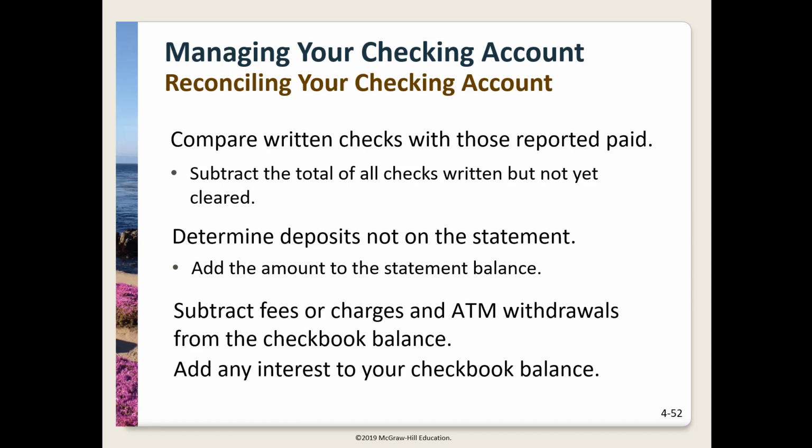Reconciling your bank account, you need to compare your record of checks written against the list of checks cleared on your bank statement. Subtract checks written but not yet cleared. Add deposits not yet shown on your statement. Subtract fees or charges and ATM withdrawals. Add any interest to your checkbook total. This should balance your checking account. If it doesn't, go back and recheck everything. If you can't find the discrepancy, contact your bank. They can make mistakes. They will help you find it.